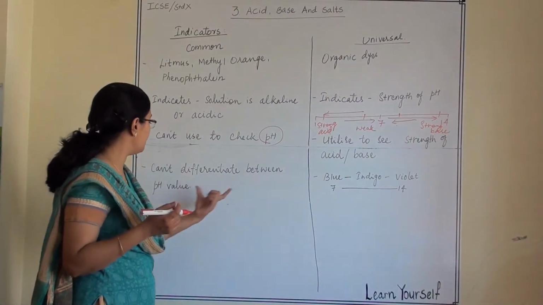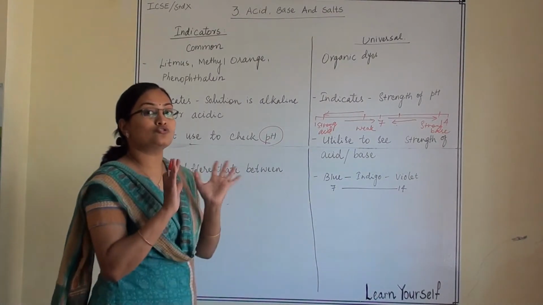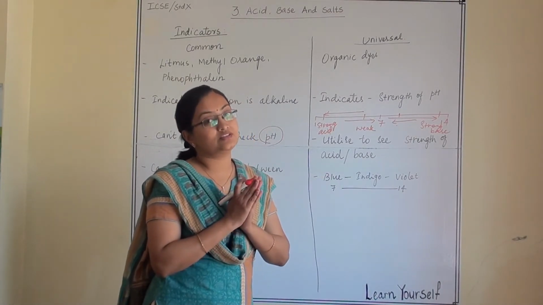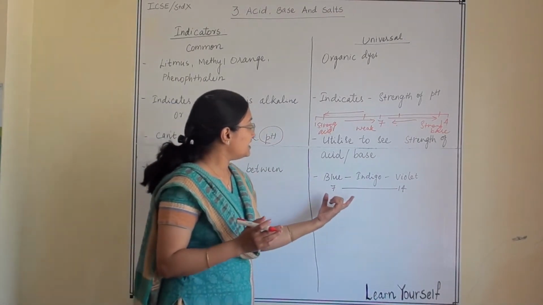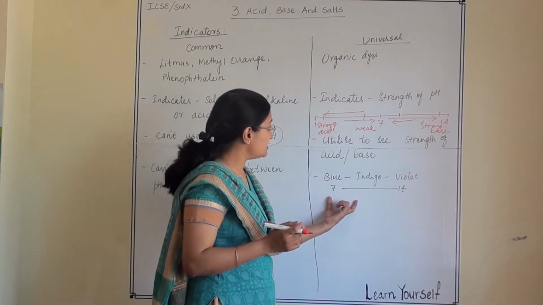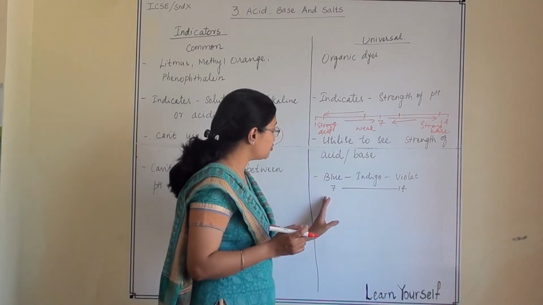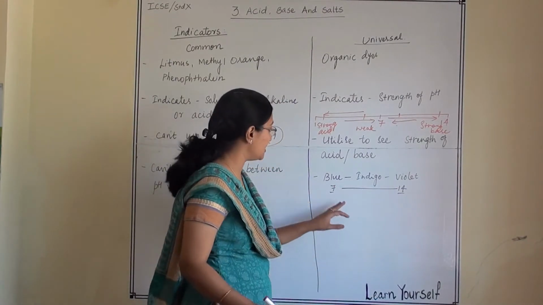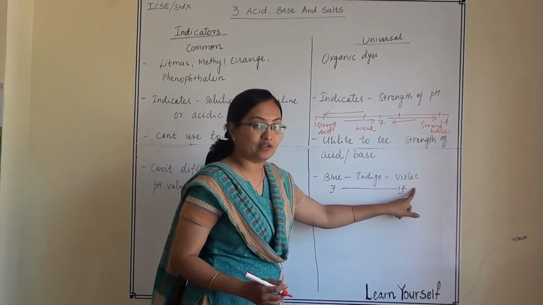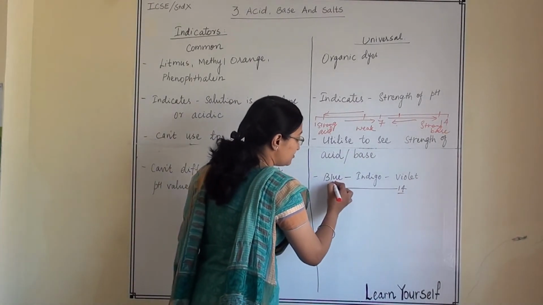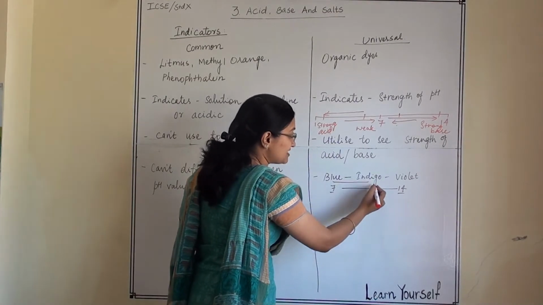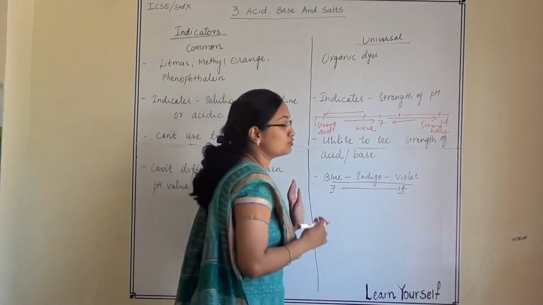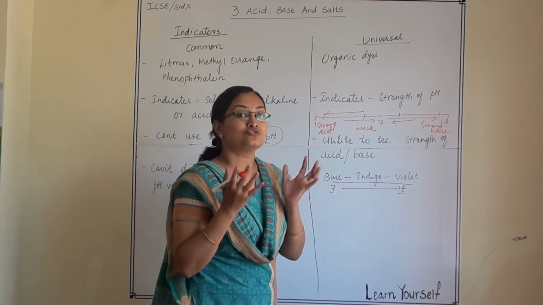Can't differentiate between pH value. It will not show any kind of pH change, or it will not show whether it is a strong or weak. And here if you will see that this is one type of organic dye, it shows 3 types of color change in between 7 to 14 pH range: blue, indigo and violet. So if it transits from blue to indigo, you can say that this is a weak alkali. If it's indigo to violet, you can say it is a strong alkali.